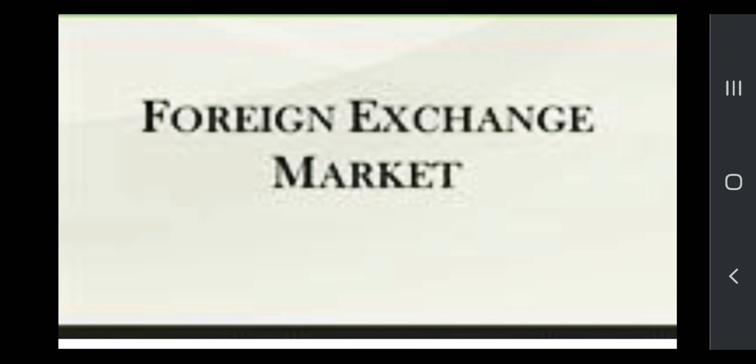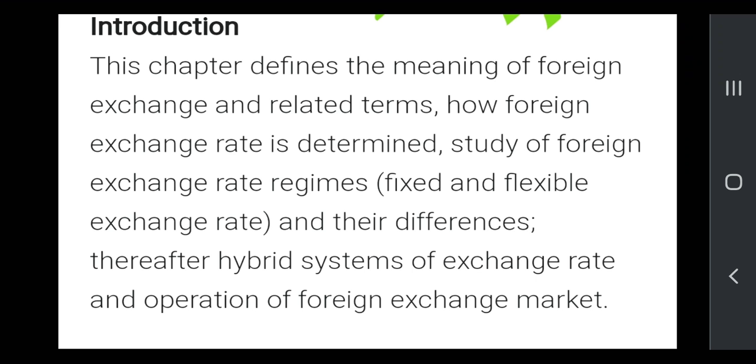Okay, so in this chapter we will discuss the introduction, then what is the meaning of foreign exchange, then why foreign exchange is demanded, meaning foreign currency is demanded, then what are the sources of supply of foreign exchange, then determination of foreign exchange rate, or we can say rate of exchange. Okay, so this chapter defines the meaning of foreign exchange and related terms.